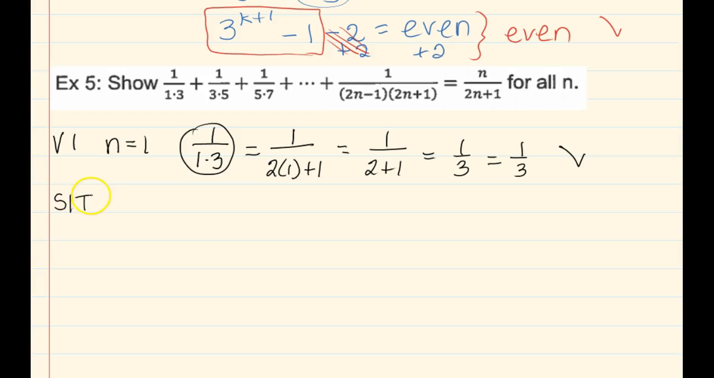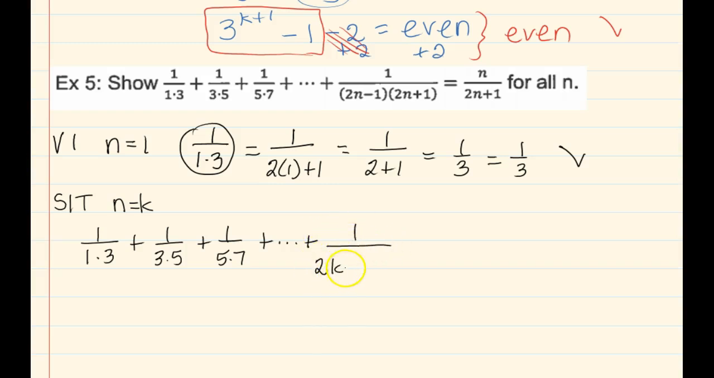Then we're going to do sit. That means we're going to say it's true when n is equal to k. So I'm going to have my series of 1 over 1 times 3 plus 1 over 3 times 5 plus 1 over 5 times 7. And we're going to continue that until we get to the kth term, which is 1 over 2k minus 1 times 2k plus 1. And we say that that's equal to k over 2k plus 1. So we just said that it was true.